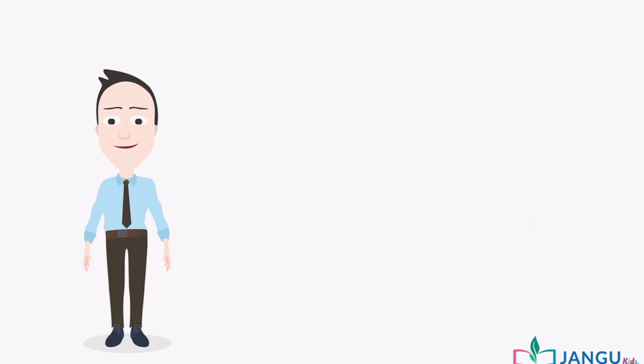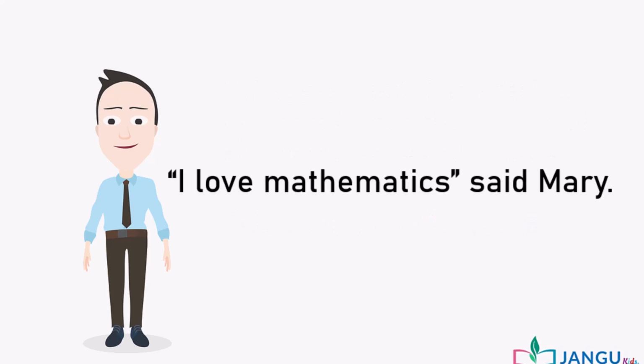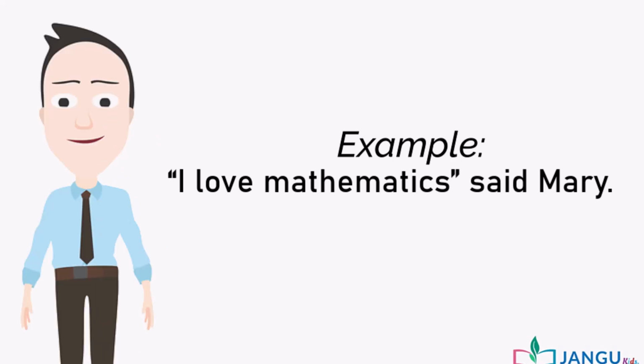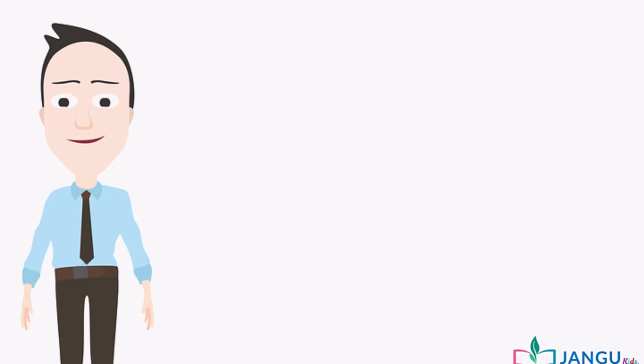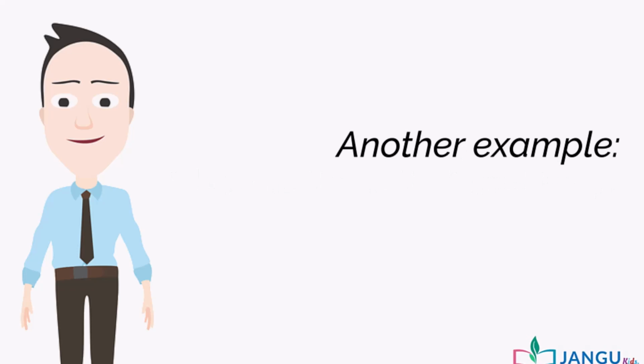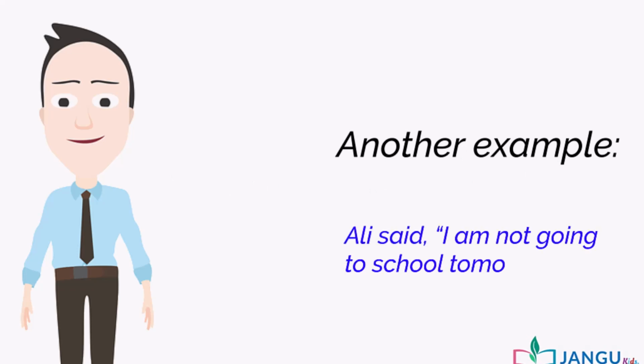For example, in this sentence, "I love mathematics," said Mary. This sentence is a direct speech because it quotes word for word exactly what Mary said. It is very common to see direct speeches in book dialogues where two characters are talking. Another example of direct speech is: Ali said, quote, "I'm not going to school tomorrow," end of quote.